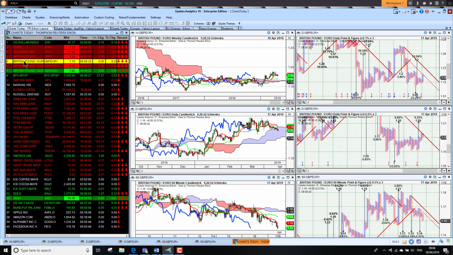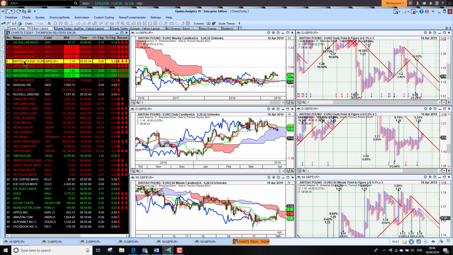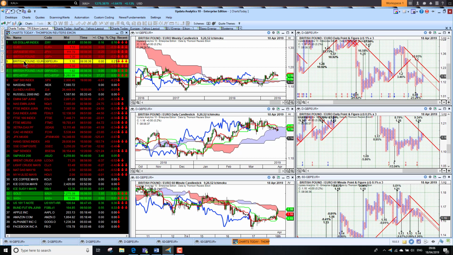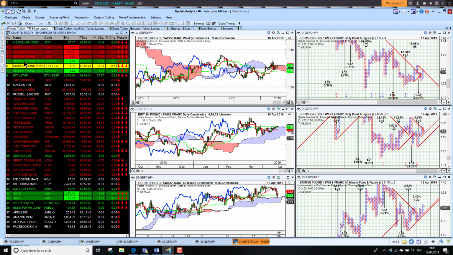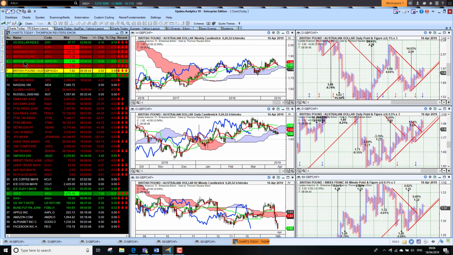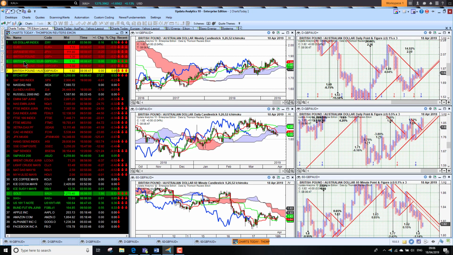Sterling against the euro is improving a little bit this morning, but still bearish on the short-term chart. And against the Swiss franc, we see sterling's actually held up relatively well. Against the Aussie dollar, sterling falling away there too.